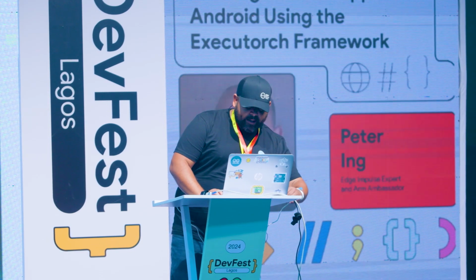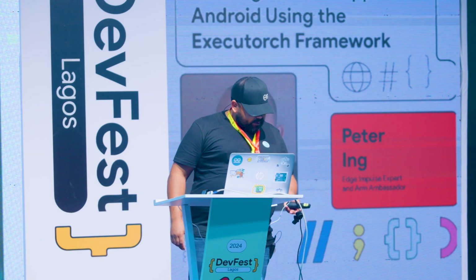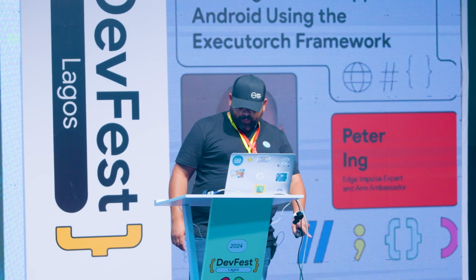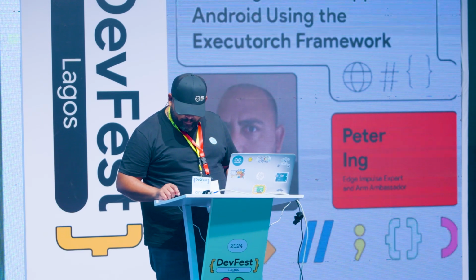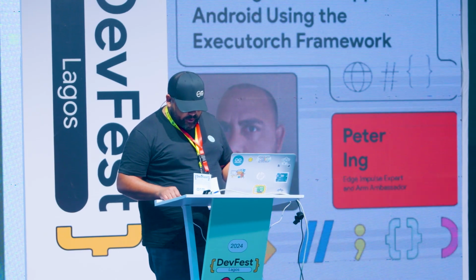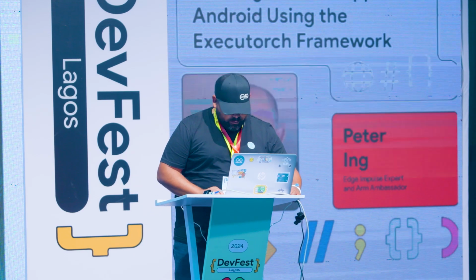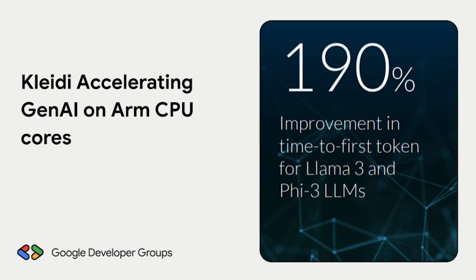Kleidi accelerates your model performance by up to 190% for Llama 3, and I think the Microsoft Phi model. So I'm going to try and show you a demo quickly, but before I do that, let me just see why this is not working. Okay. In the meantime, I'll continue talking. So yeah, that's the uplift you get in your model performance by using Kleidi.